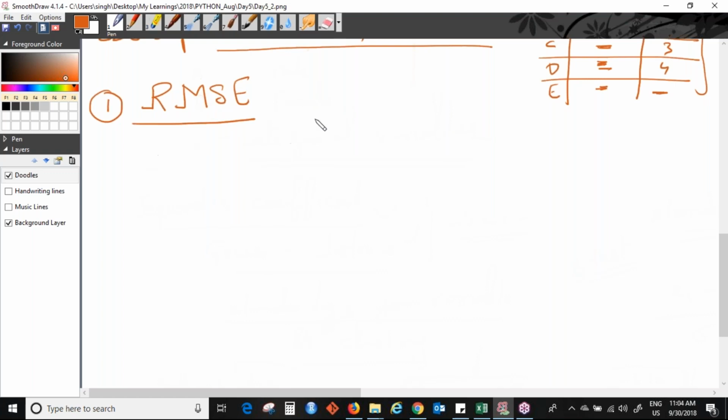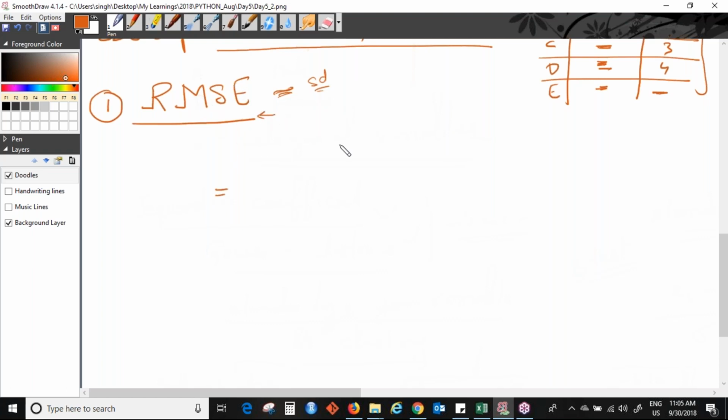So root mean squared error is very similar to what we saw in standard deviation. You see the word RMS again. In standard deviation also you had the word RMS, right? So again we will start from the right hand side to compute this quantity.